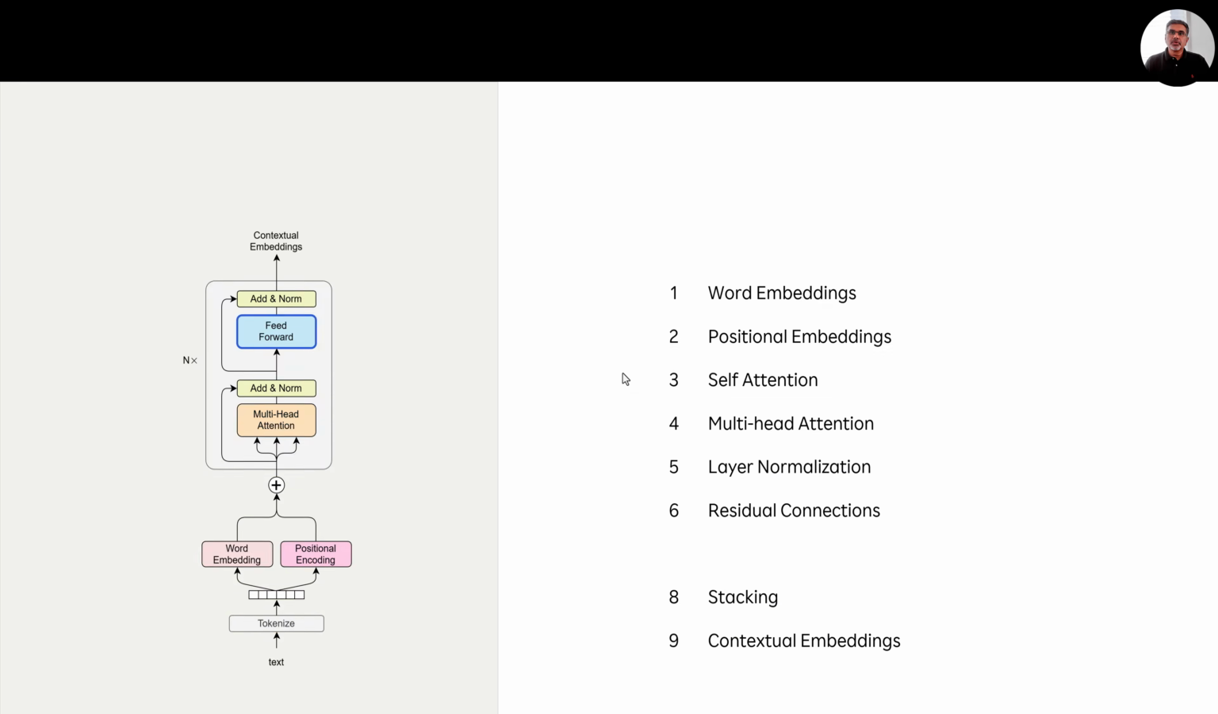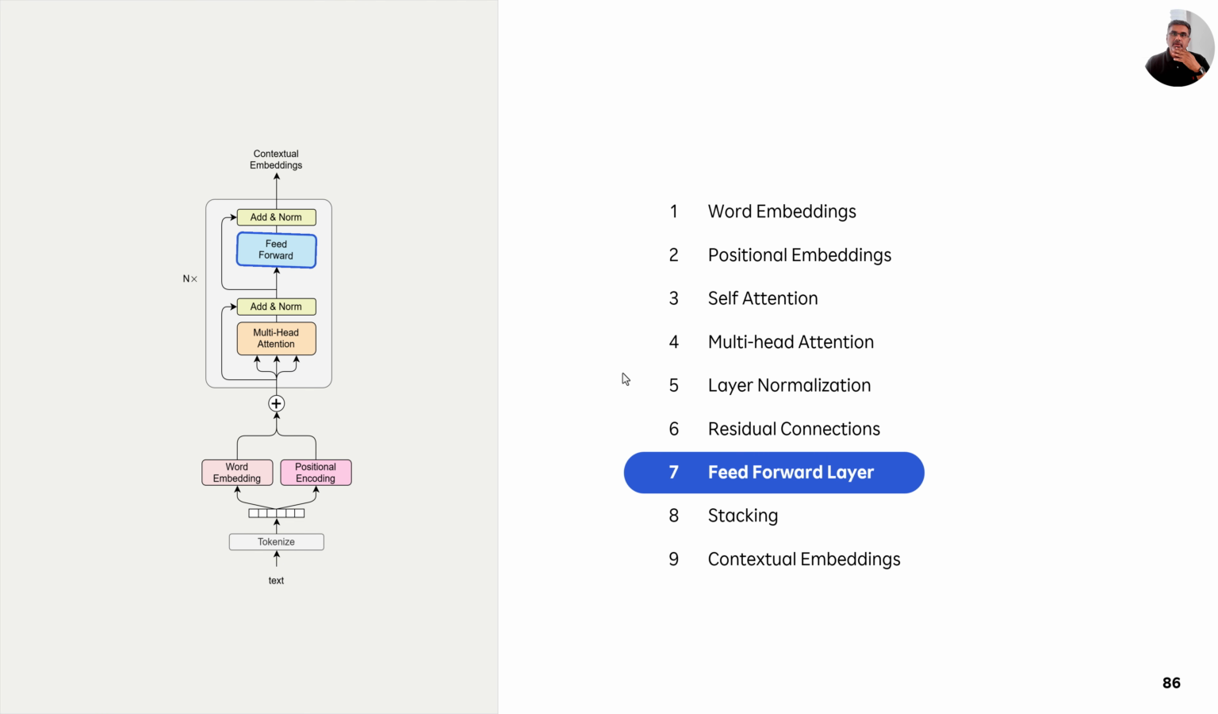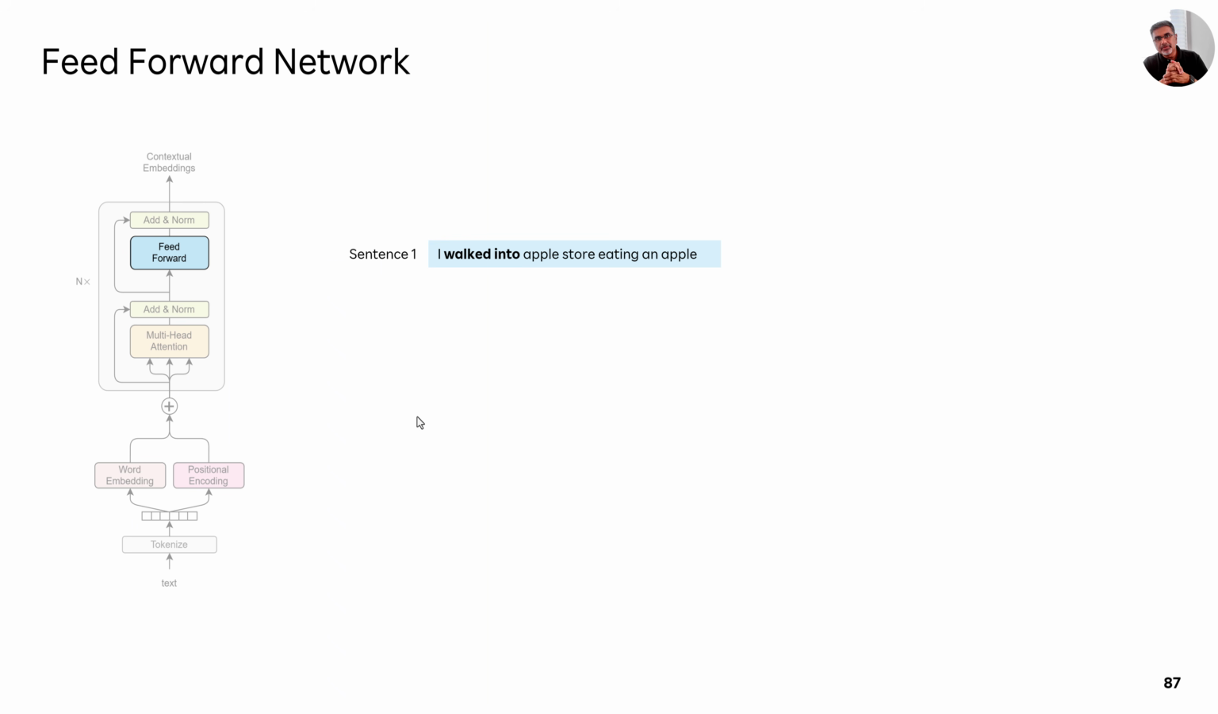Okay. Now let's go to the next part of our transformer neural network architecture. So I'm going to talk about the feed-forward network. I'm going to skip this layer called add and norm. I'm going to come back to this after I talk about the feed-forward layer. Okay. What is a feed-forward network?